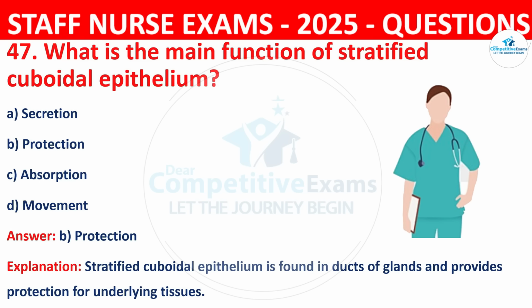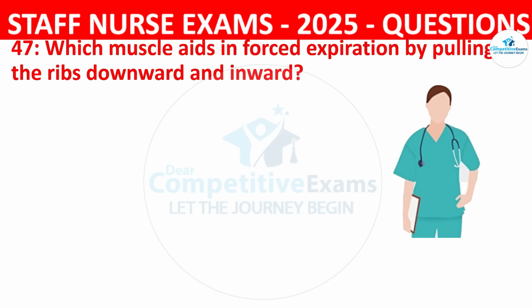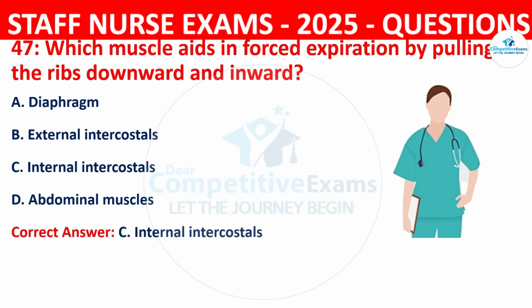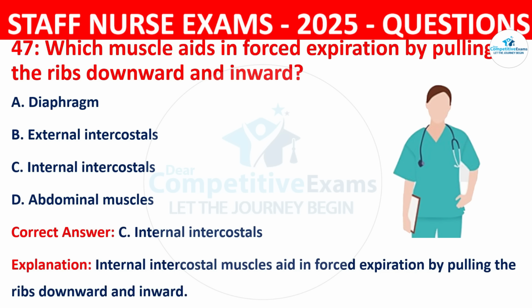Question number 48. Which muscle aids in forced expiration by pulling the ribs downward and inward? The options are diaphragm, external intercostals, internal intercostals, or abdominal muscles. The correct answer is C, that is internal intercostals. Internal intercostal muscles aid in forced expiration by pulling the ribs downward and inward.